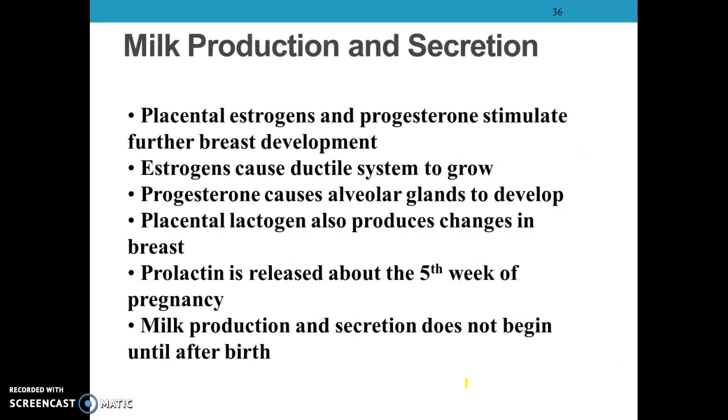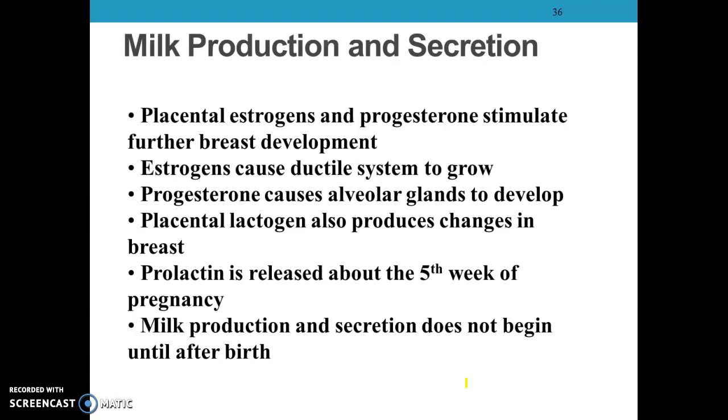Okay, milk production and secretion. This one's kind of neat. So the placental estrogens and progesterone stimulate further breast development. This is what's going to happen during pregnancy. Estrogen and progesterone levels have been in the body of a female since puberty at pretty elevated levels, and that caused breasts to be developed in the first place at puberty. But when those levels go much higher, that's going to cause further development of the breast. And it really does develop the breast. So the breast can almost double in size, or sometimes they can double in size during pregnancy.